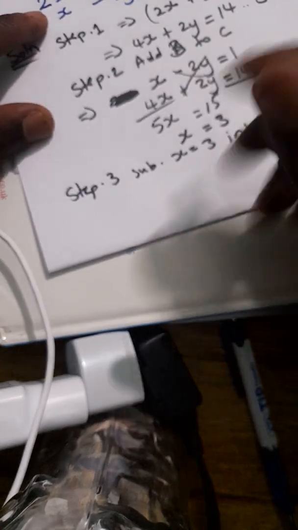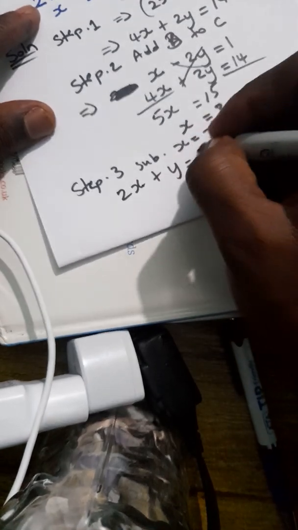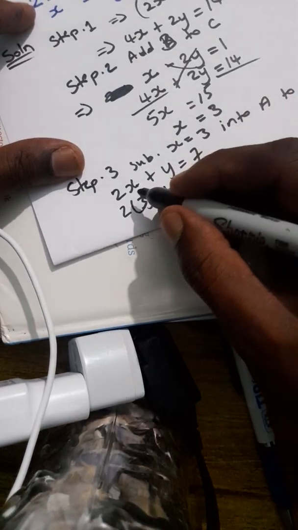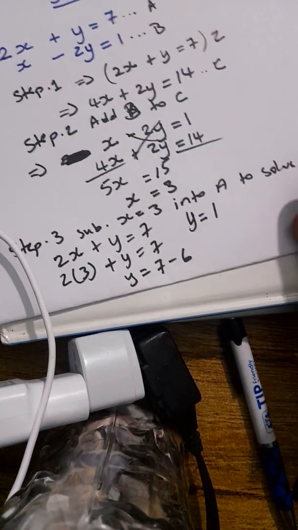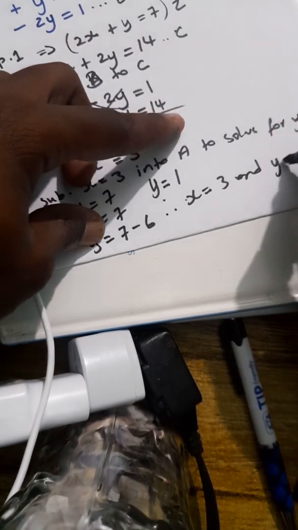Alright, now we're going to put that x in. So it is now 2x plus y equals 7. So what is x? We get x to be 3, so 2 times 3 plus y equals 7. So this is 6. So y equals 7 minus 6. So y is now equal to 1. So that is the final answer. You see? So here I would write now, therefore, x equals 3 and y equals 1.